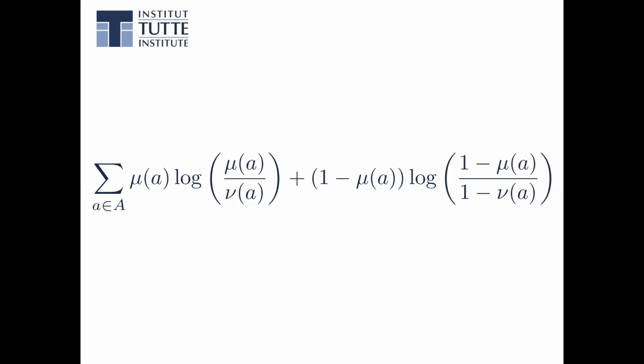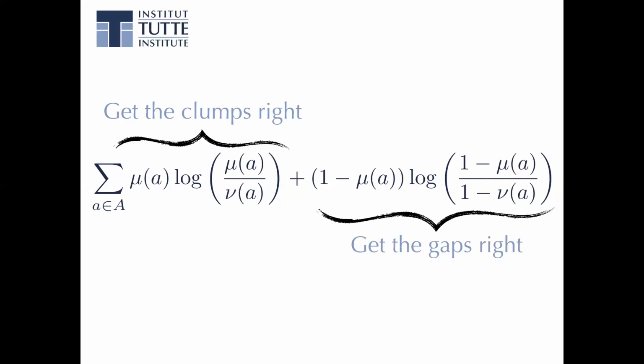So, how does it work? Well, this term here is basically going to mean that we're going to get the clumps right. It's going to provide an attractive force which will pull things together if they were close together in the high-dimensional space. And then this term will push things apart in the low-dimensional space if they're far apart in the original high-dimensional space. So we've got these sort of attractive and repulsive forces pushing and pulling, and we're just going to optimize until we stabilize with respect to that.